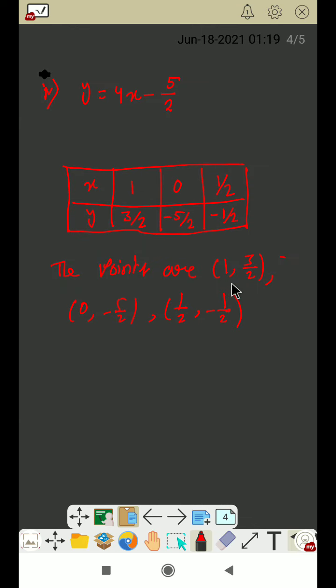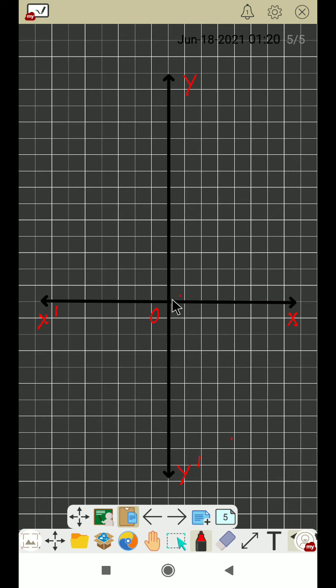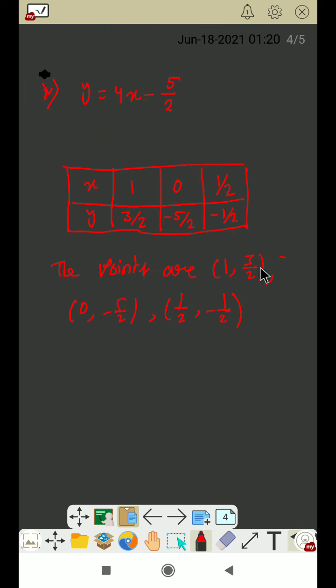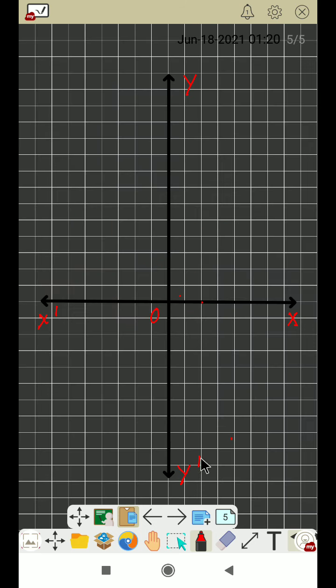Now the first point given here is 1 comma 3 by 2. So 1 means half plus half, that means you have to go 2 units in the positive direction of the x-axis. Clear? Now in the positive direction of the y-axis, 3 by 2 is given. We know that 1 SD is equal to half unit, that means you have to go 3 units in the positive direction of the y-axis. That means this is our point. So this is 1 comma 3 by 2.